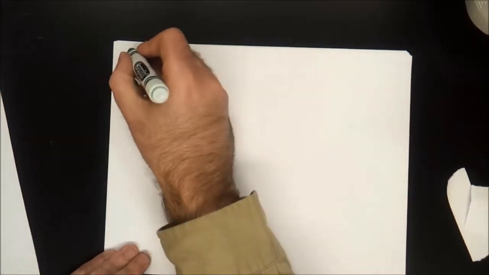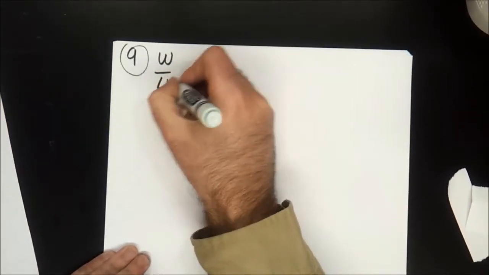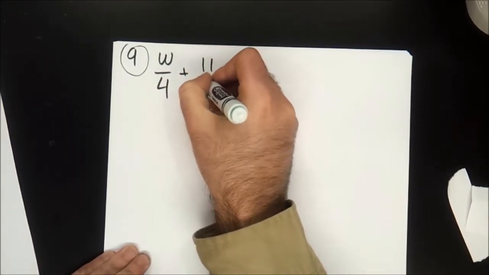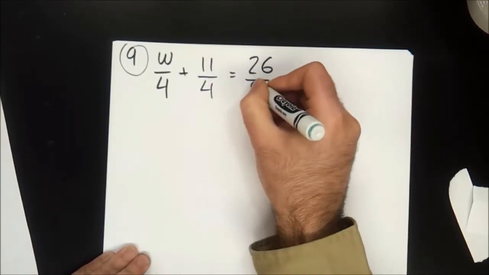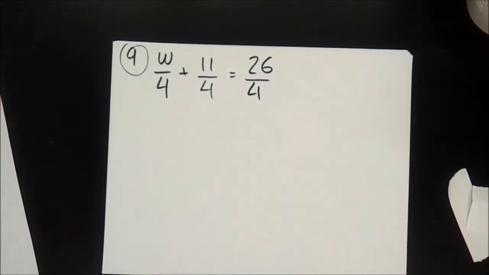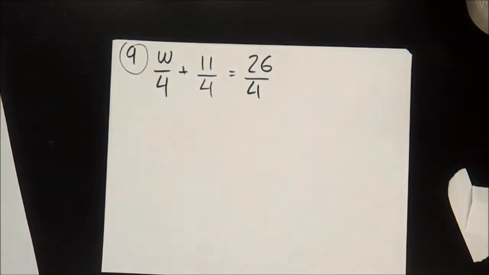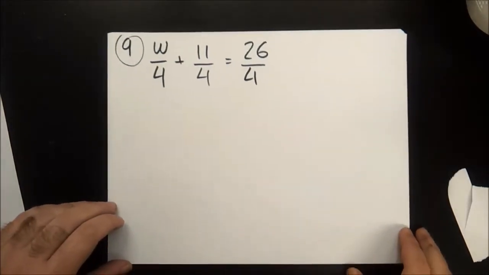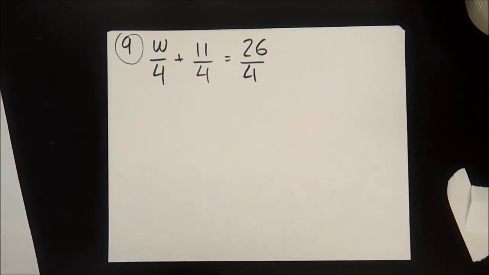Pretty close to finishing here. W over 4 plus 11 over 4 equals 26 over 4. Hey, it's our first problem with denominators, fractions. Not a problem. Whenever you see an equation, because of the equal sign, and that equation has fractions or denominators, the first thing on your mind should be, how do I make those denominators disappear?